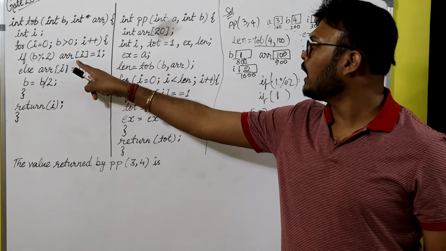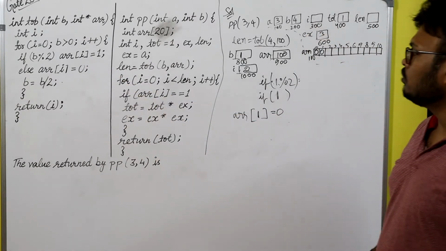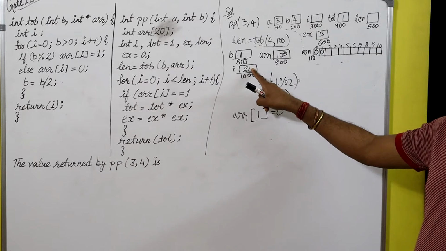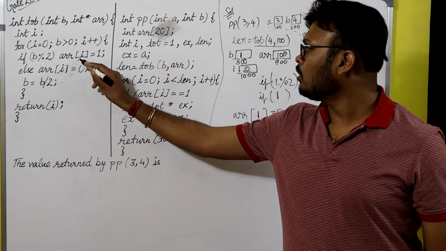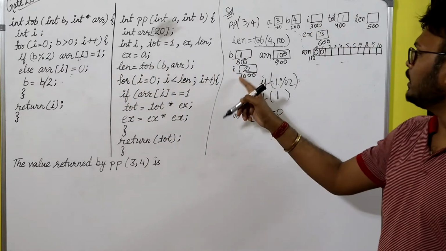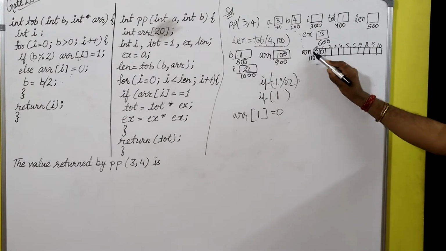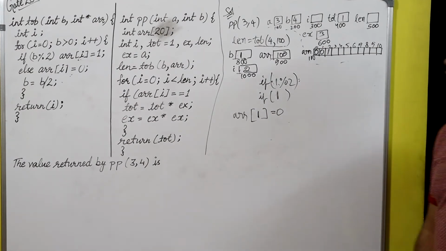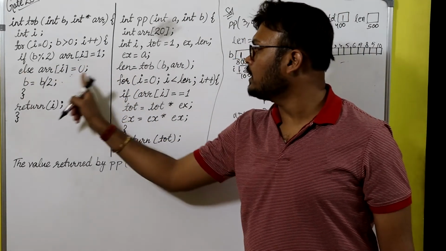So if 1, it is true. So ARR of I is equal to 1. What is the value of I? 2. So ARR of 2 is equal to 1. I am executing this line, not the other line. So here for ARR of 2, I will write 1. Okay, so now this line has been successfully executed, so we don't go to the else part.